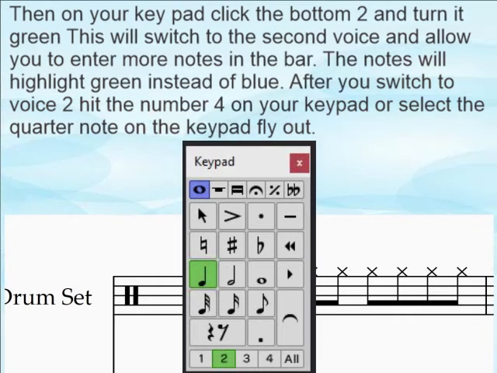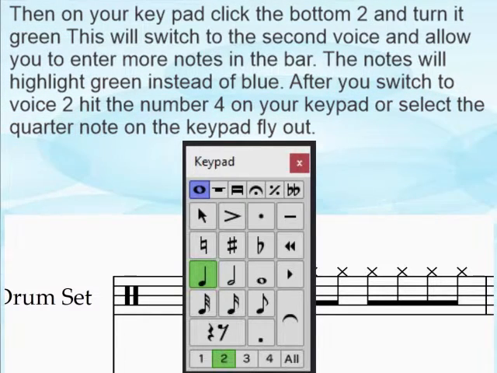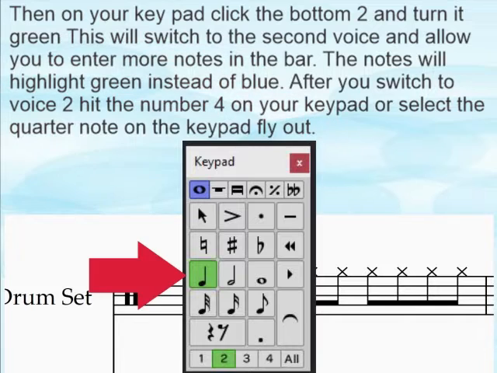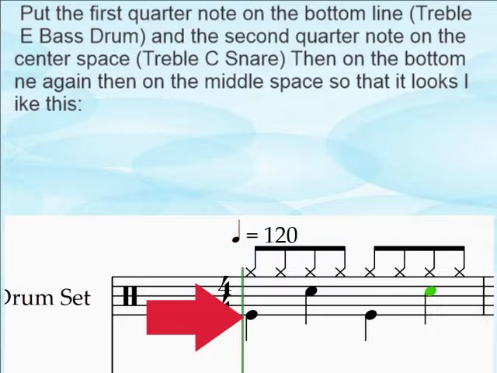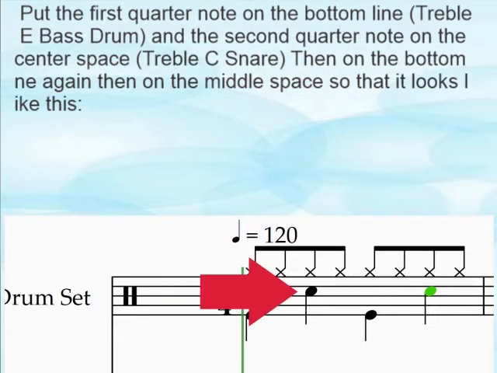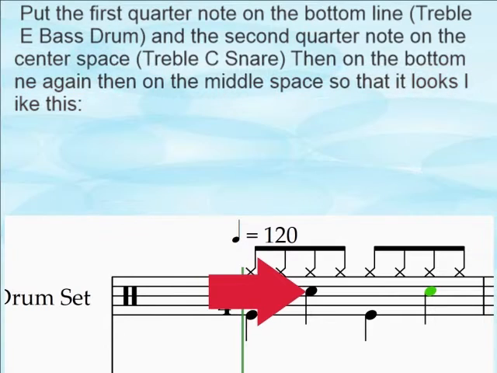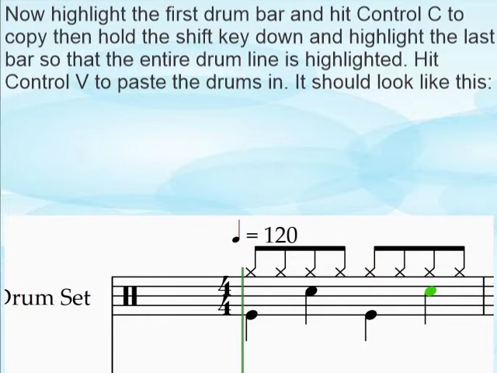Then with your keypad, click the bottom 2 and turn it green. This will switch to the second voice and allow you to enter more notes in the bar. The notes will highlight green instead of blue. After you switch to voice 2, hit the number 4 on your keypad or select the quarter note on the keypad flyout. Put the first quarter note on the bottom line, treble E, bass drum, and the second quarter note on the center space, treble C, snare. Then on the bottom line again, then on the middle space so that it looks like this.